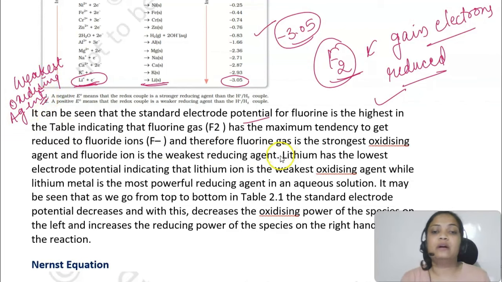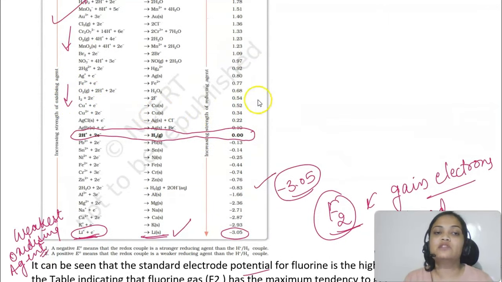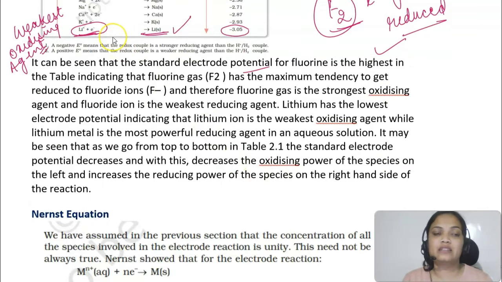Okay, but it will be the most powerful reducing agent. Of course, if the strength of oxidizing agent is decreasing, the strength of reducing agent is increasing. So it can act as a reducing agent, means lithium can readily lose electron. Itself it will get oxidized. And it can act as a reducing agent.